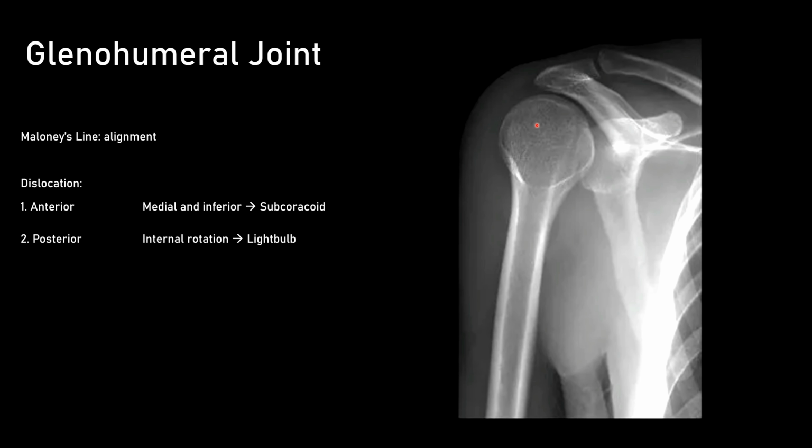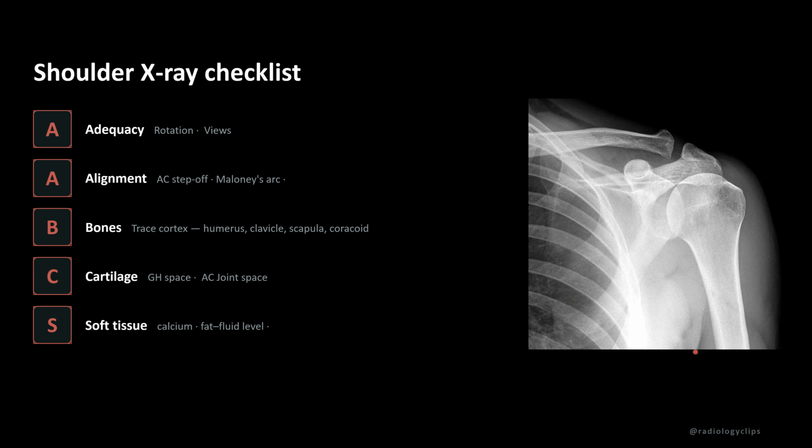Now let's go through the checklist again. Look for the adequacy. If there's any rotation or any other views available, look for the alignment of the glenohumeral joint and the acromioclavicular joint. Look at the cortex of all the bones to look for any fractures. Look for the cartilage spaces. If Grashey view is available, look at the glenohumeral joint space and look at the soft tissues around the joint.